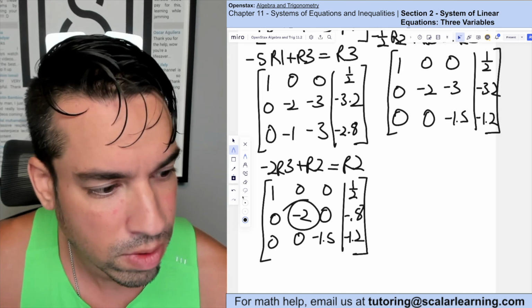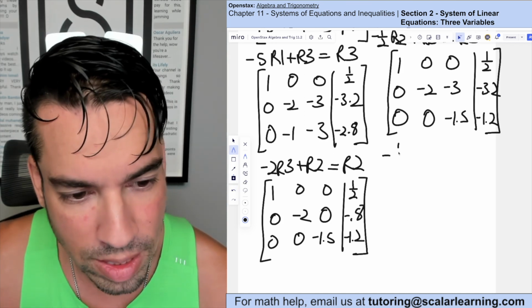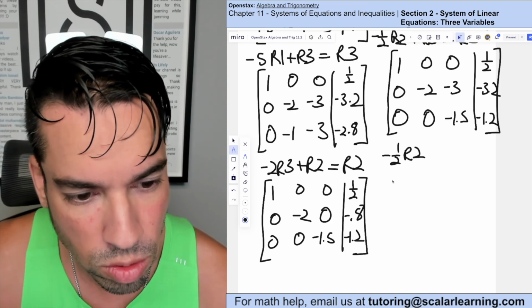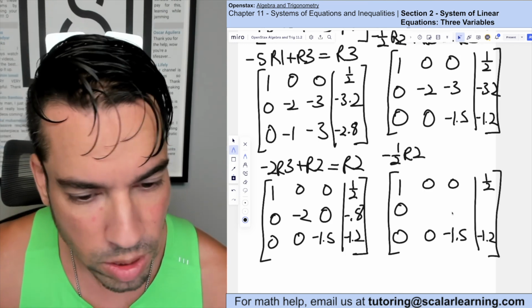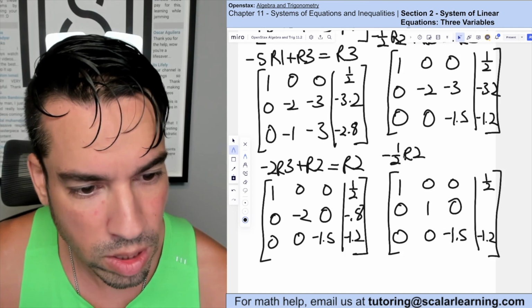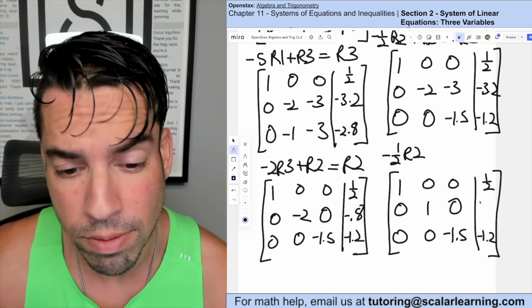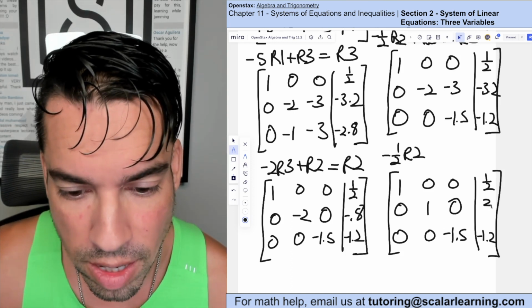Okay, now let's flip this to a positive 1. So I'm going to multiply -1/2 times row 2. Let's write that out. So we got 0, -1/2 times that is 1. We got 0, -1/2 times that is positive 0.4, which can be represented as 2/5.